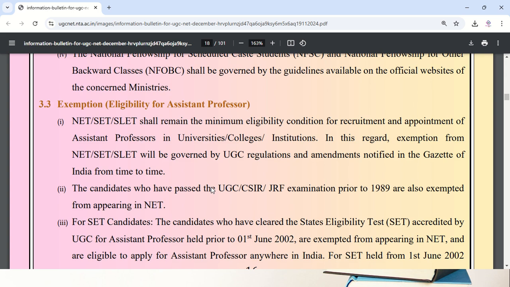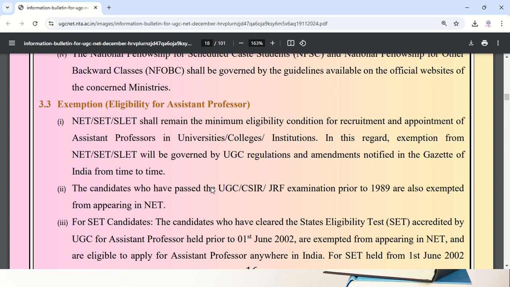Exemption. What kind of candidate will be exempted for the assistant professor examination? So NET, SET, SLET is the minimum eligibility criterion for university appointment as an assistant professor in any college or institution. It is a government regulation amended by the Gazette of India, and it changes from time to time. Recently they announced that for industry candidates this examination is not required. The corporate candidate can be appointed straight away as an assistant professor. So they will change it by amendment, and you need to look at the Gazette.